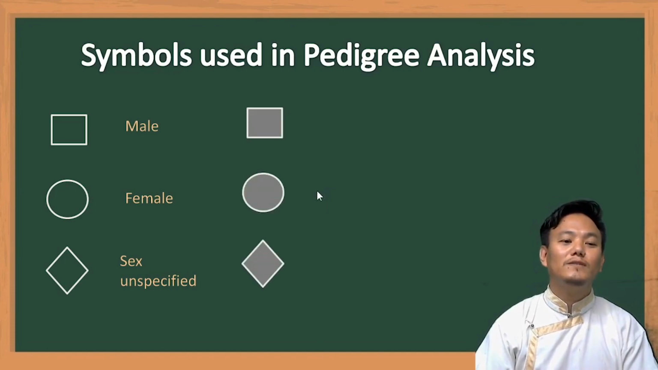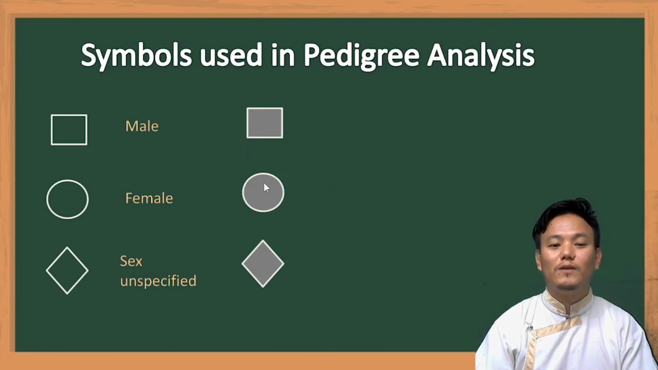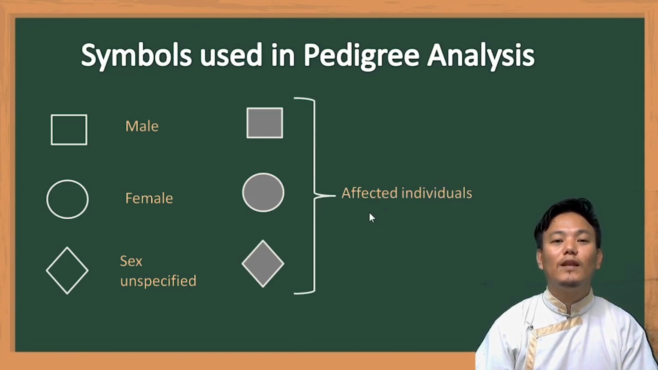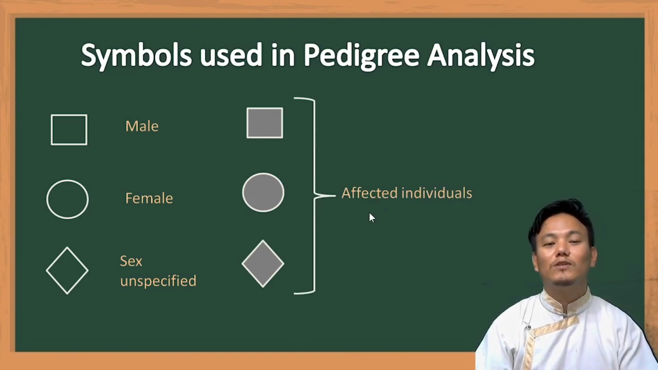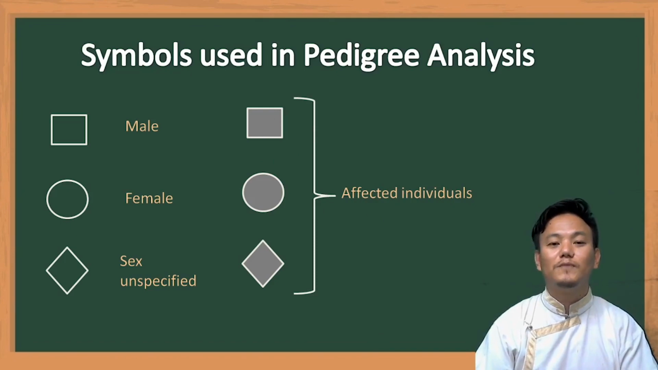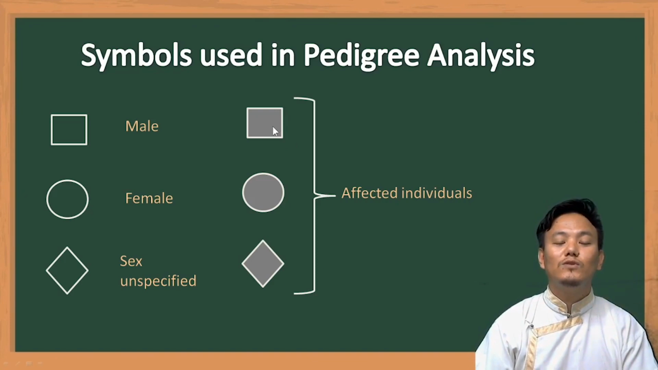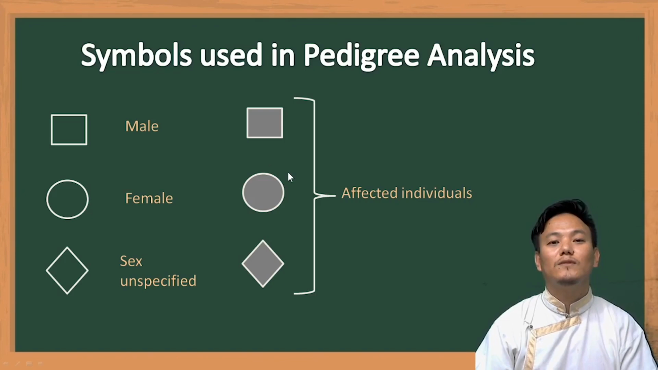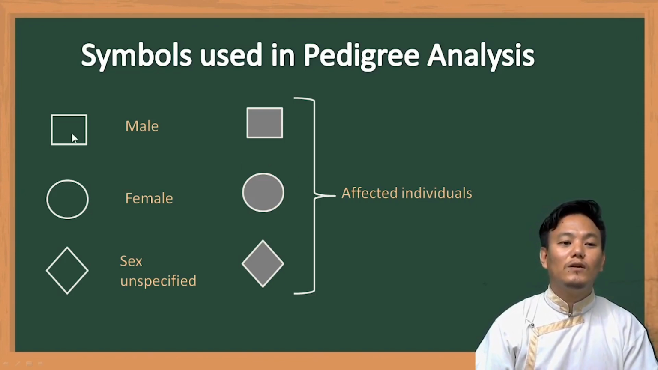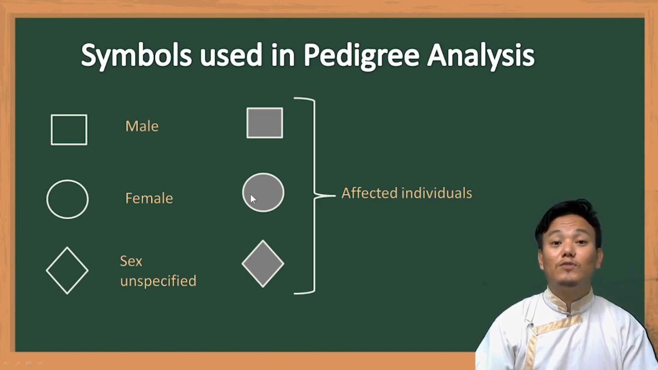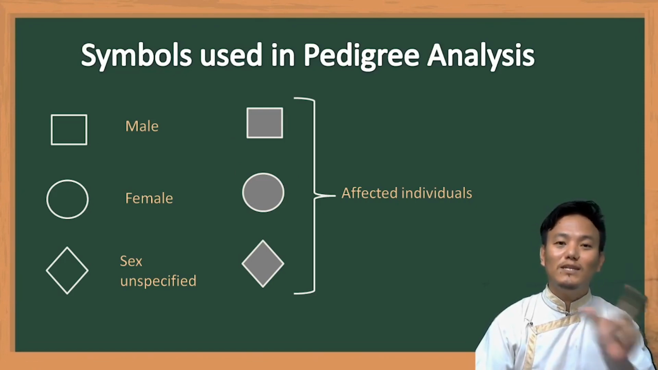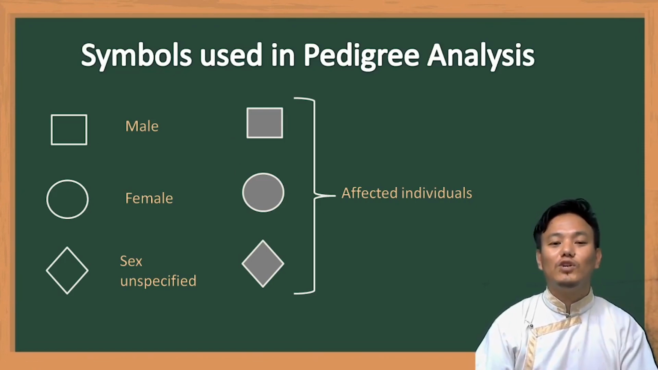Then we have these same three symbols over here, but the difference is they are shaded from within. When these symbols are shaded, it means these are the individuals who are affected by the trait, or who are showing the particular trait which we are trying to observe, or whose inheritance pattern we are trying to understand. So individuals who are showing the trait are represented with shaded symbols. Now in the next slide we will try to understand how these individuals are related with each other.